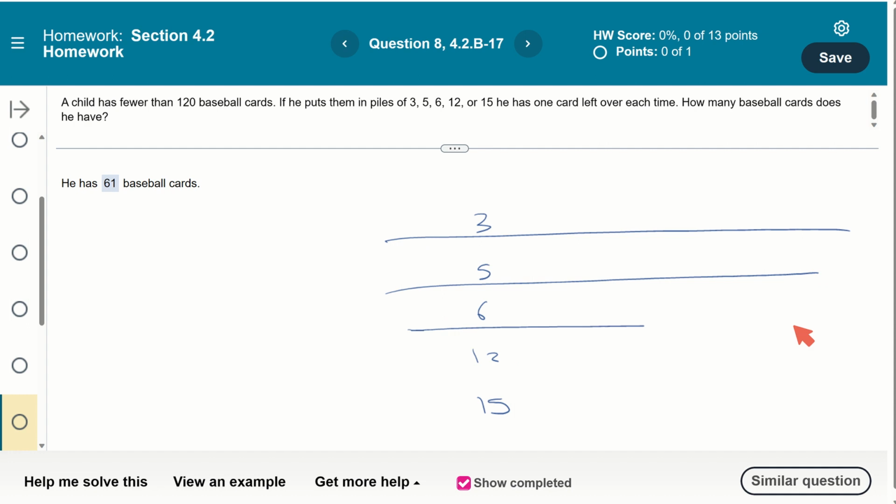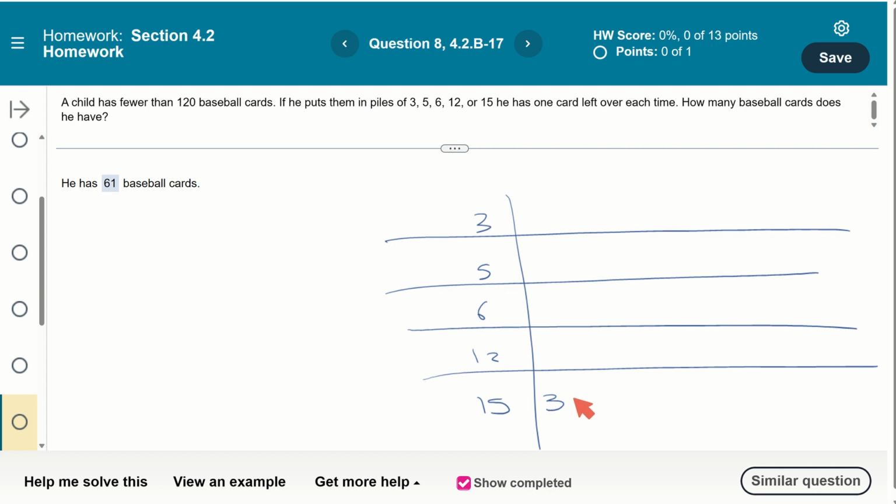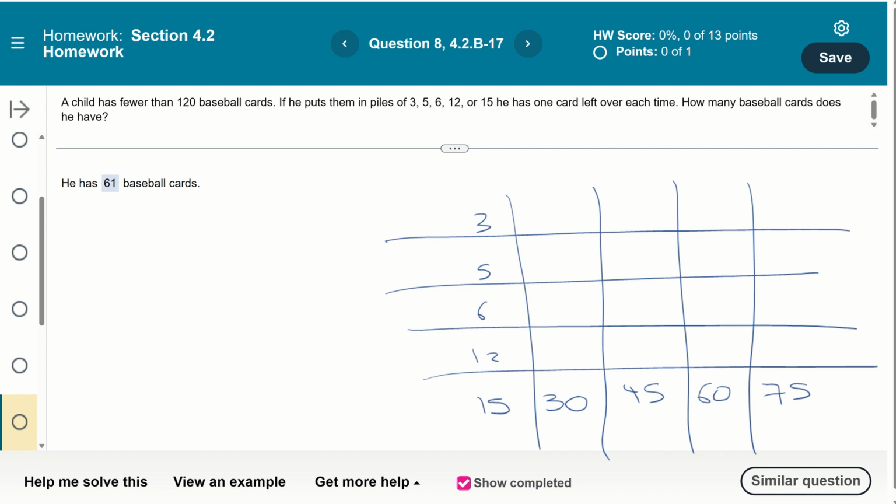Just start looking at multiples of each, right? Like 15 times 2 is 30, 15 times 3 is 45, 15 times 4 is 60, and then 75, etc. Do the same for 12, right? So for 12 you have times 2 is 24, times 3 is 36, times 4 is 48, times 5 is 60. 6 times 2 is 12, etc.